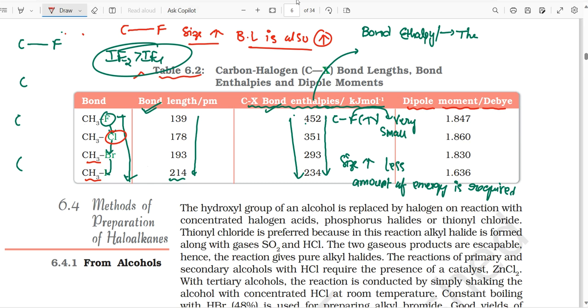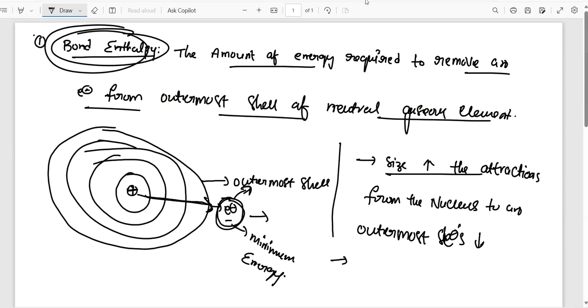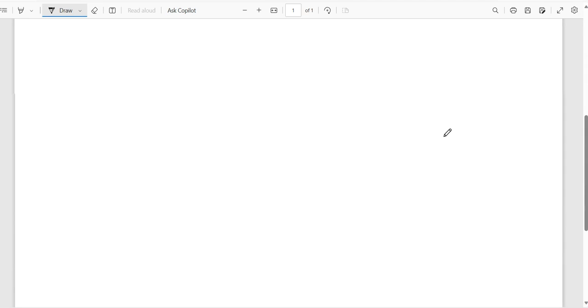Now let us try to understand why methyl chloride has a higher dipole moment than methyl fluoride by taking a whiteboard. Okay, now let us understand why the dipole moment of methyl chloride is greater than methyl fluoride. So here we can explain two reasons. The first one is the electron affinity.